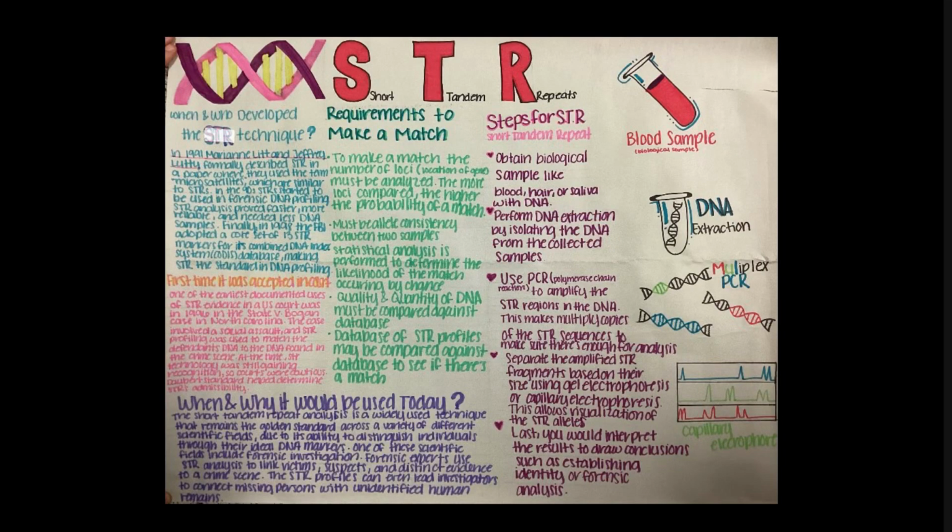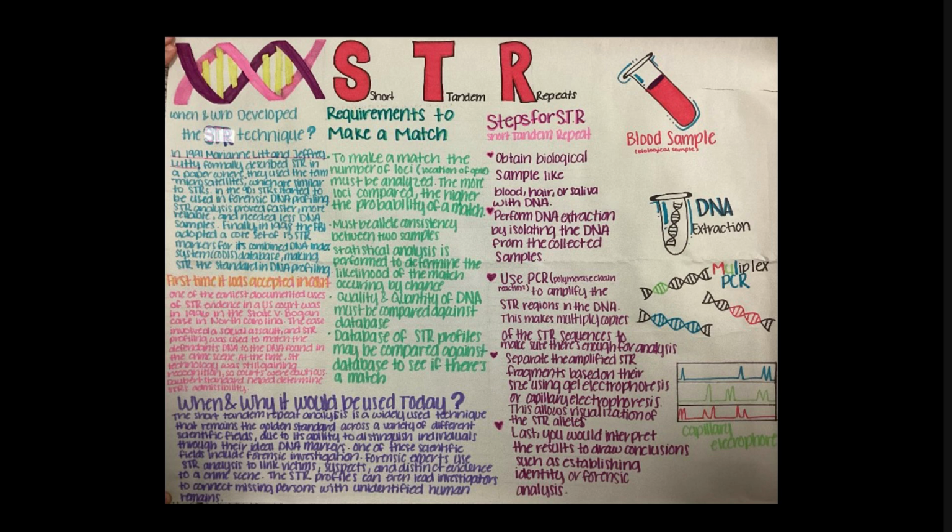In the 1980s, scientists recognized that certain regions in DNA consisted of repeating units of 2 to 6 base pairs, what we now call STRs. These regions were seen as highly variable between individuals. In 1991, Marian Litt and Jeffrey Luddy formally described STRs in a paper where they used the term microsatellites, which are similar to STRs. In the 1990s, STRs started to be used in forensic DNA profiling.